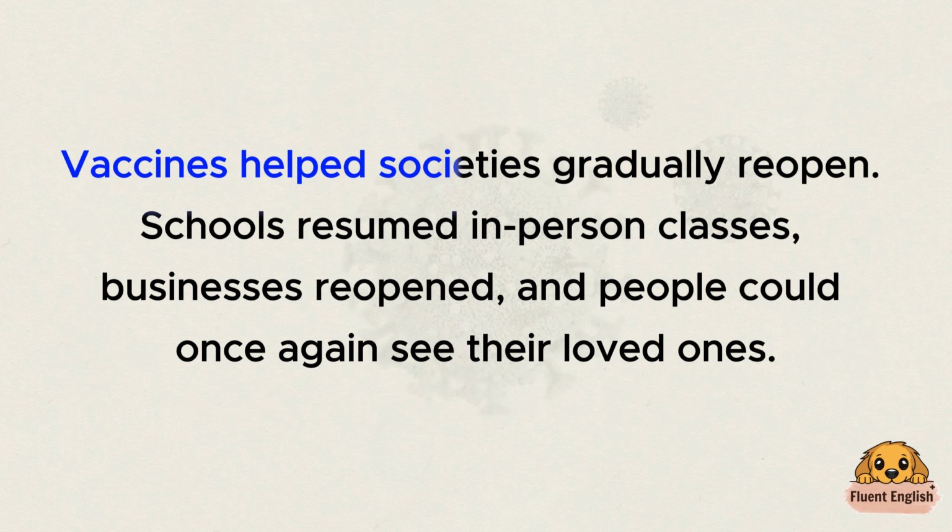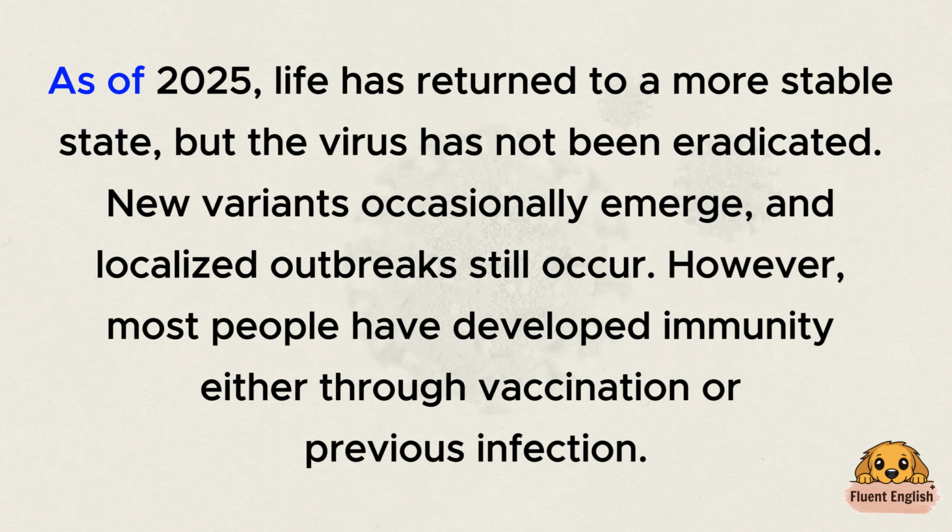Vaccines helped societies gradually reopen. Schools resumed in-person classes, businesses reopened, and people could once again see their loved ones. As of 2025, life has returned to a more stable state, but the virus has not been eradicated. New variants occasionally emerge, and localized outbreaks still occur.